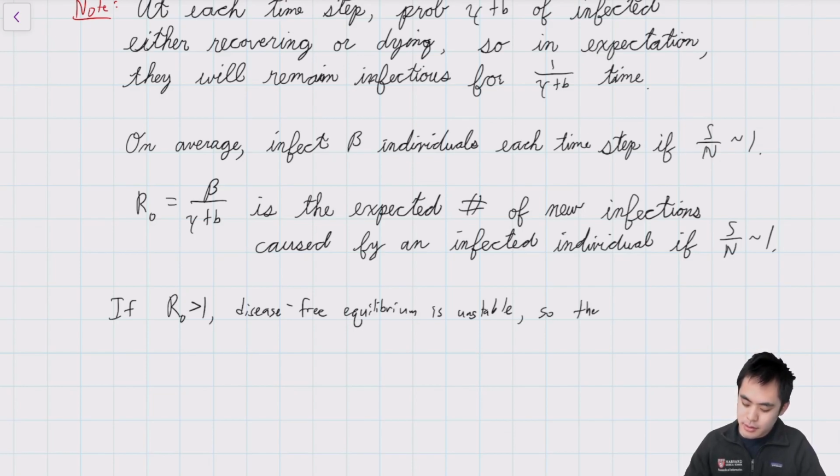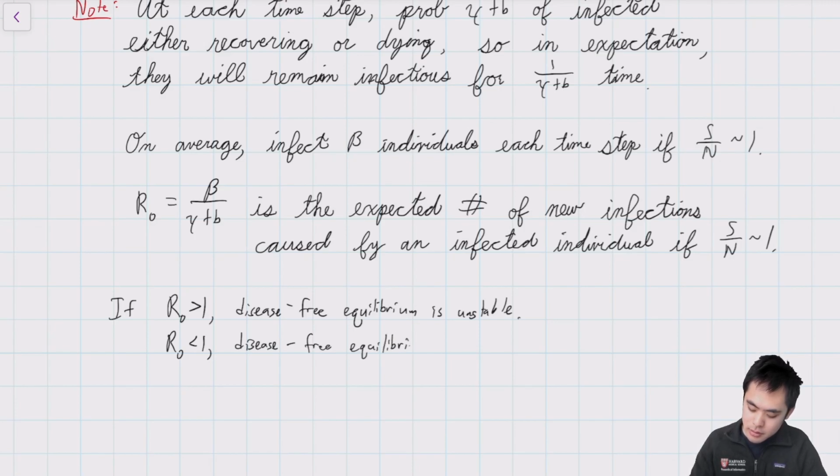So the disease is unlikely to die out on its own. If R naught is less than 1, the disease-free equilibrium is locally asymptotically stable.